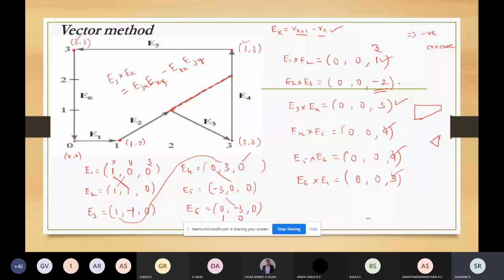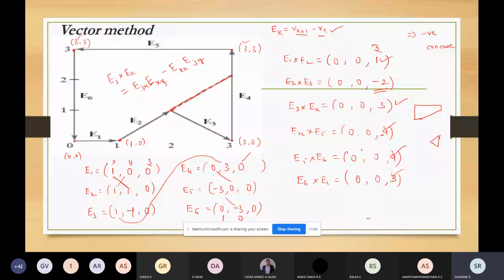If I had one more edge, e4, that was also negative, I would have split it along the line e4 like that. So wherever the value is negative, you have to split the polygons. So this is the vector method.